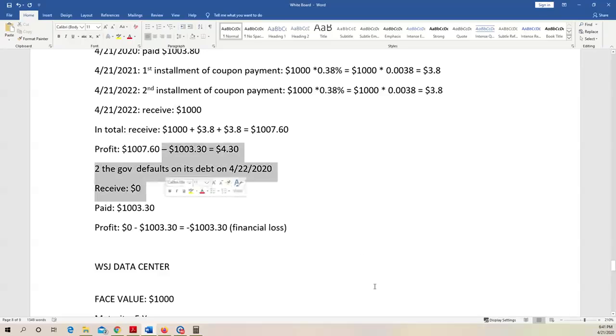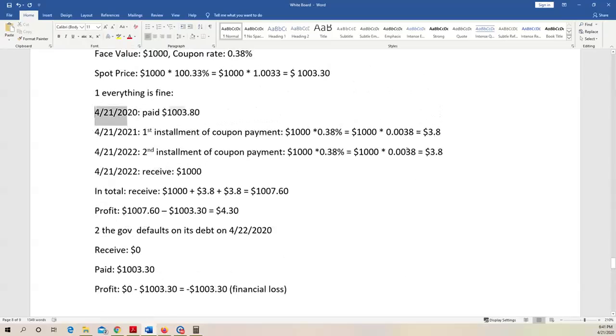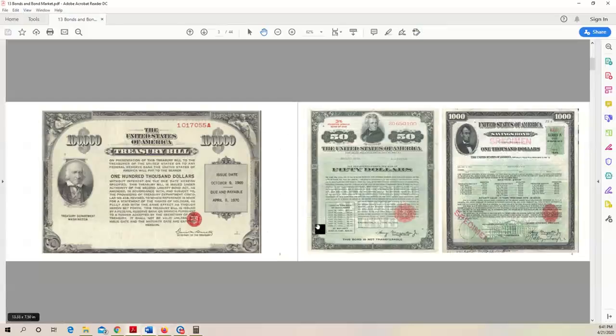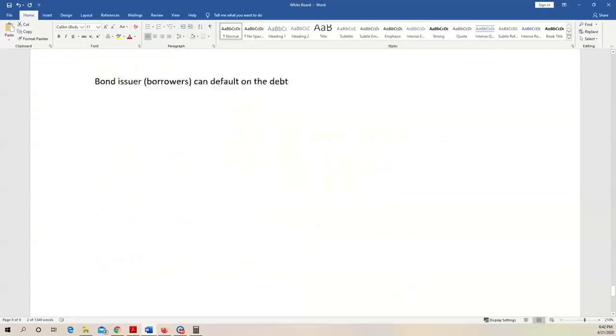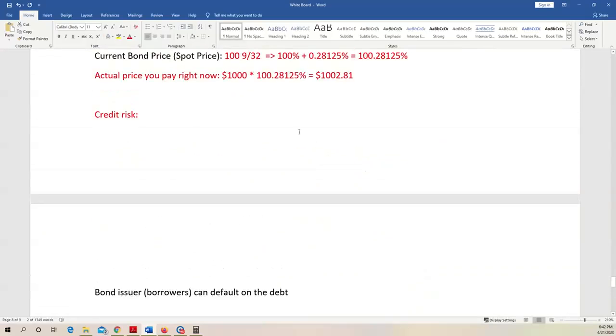This is the consequence of the bond issuer defaulting on its debt. That means all those promises will not be fulfilled. In this case, you paid $1,003.30, right, and you get nothing. So this paper becomes worthless, right? You have lost money. So this is a typical example of the financial risk associated with buying bonds.